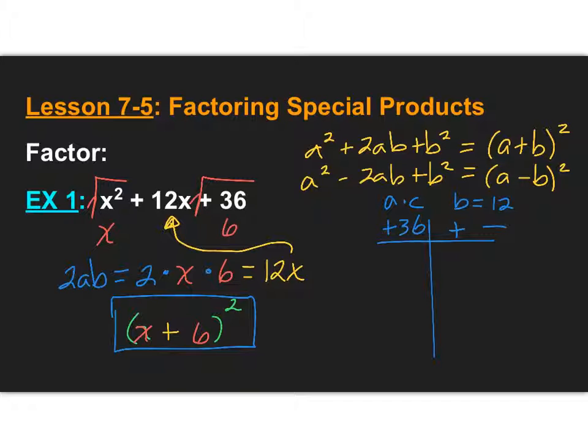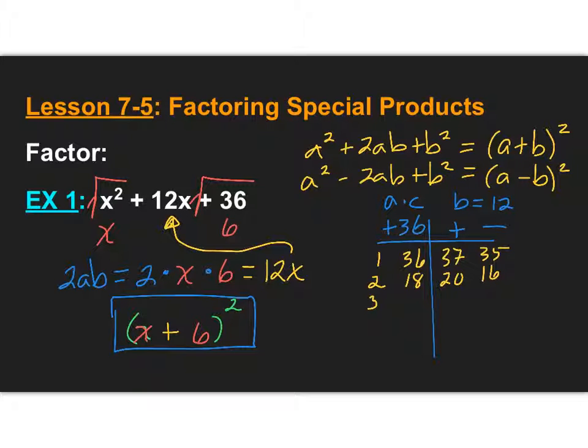So the factors of 36 would be 1 and 36. They add to give you 37 and subtract to give you 35, neither of which are our middle number, which is 12. The next number after 1 is 2. 2 goes into 36 18 times. You add them, you get 20. You subtract, you get 16. Not our middle term.